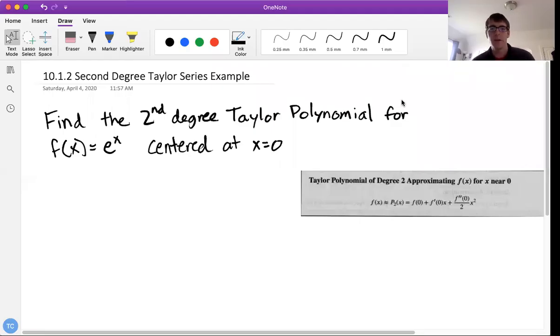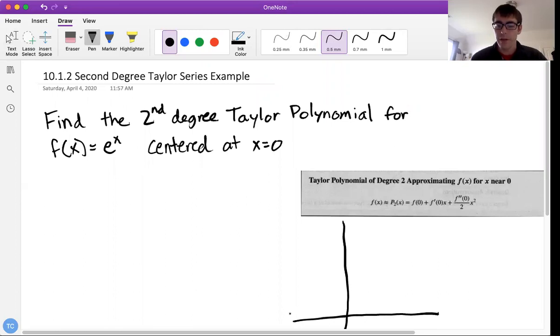All right, here's an example of actually calculating a Taylor series for a particular function. So we're working with the function e to the x. And when we say that we want the second degree Taylor polynomial for it, we want to come up with what quadratic does as good of a job as possible of mimicking the function e to the x in the neighborhood of x equals 0.